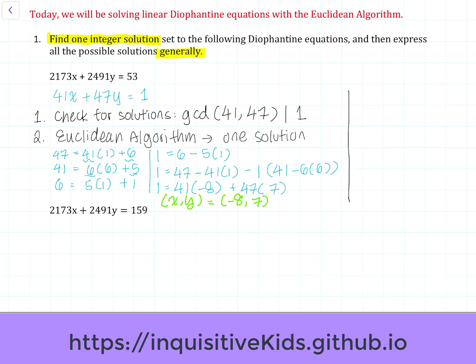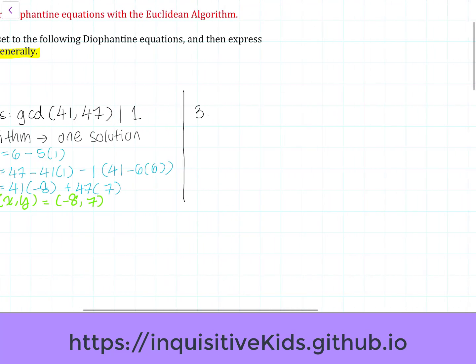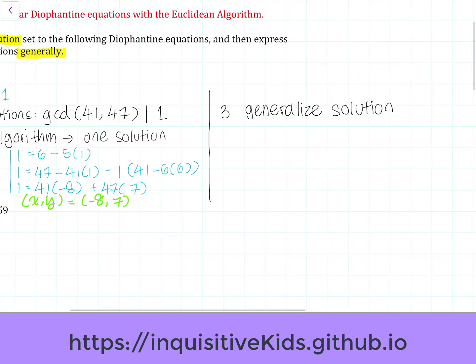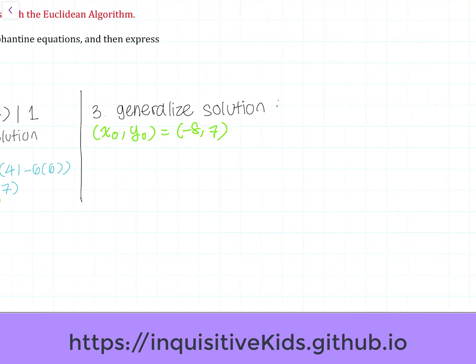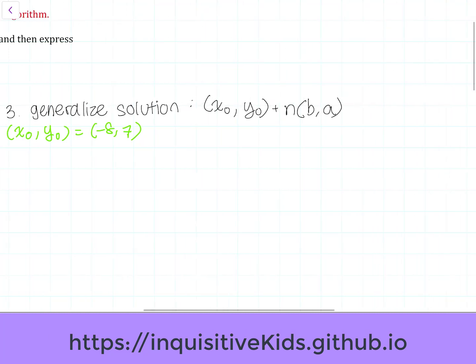So the third step right here, I'm going to move to the right. The third step is to generalize the solutions using the special formula. So we're going to call this one solution set x0 and y0. So this is equal to -8, 7. Now, to find the general solution, all we're going to do is take x0, y0 plus n times b, a, where n is an integer.